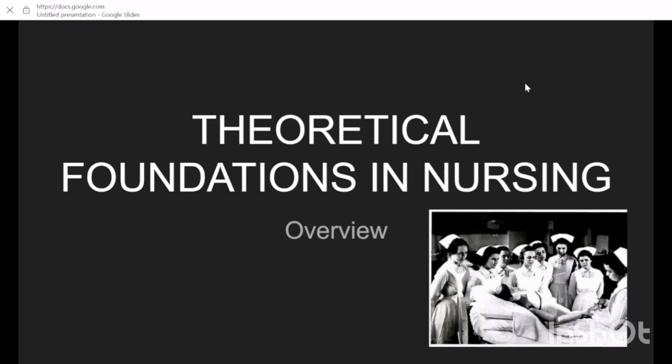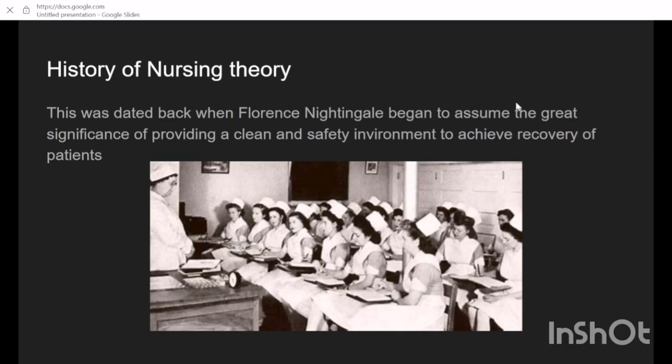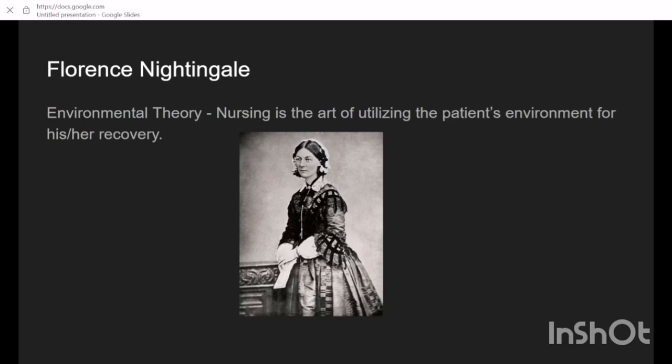Theoretical foundations in nursing. History of nursing theory. This dated back when Florence Nightingale began to assume the great significance of providing a clean and safe environment to achieve the recovery of patients. Florence Nightingale, the environmental theory. Nursing is the art of utilizing the patient's environment for his or her recovery.